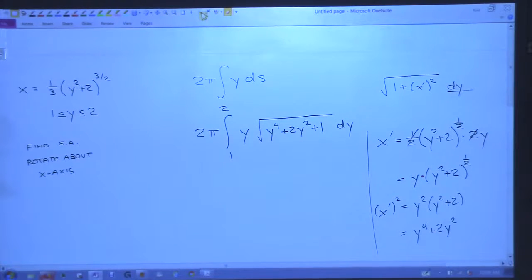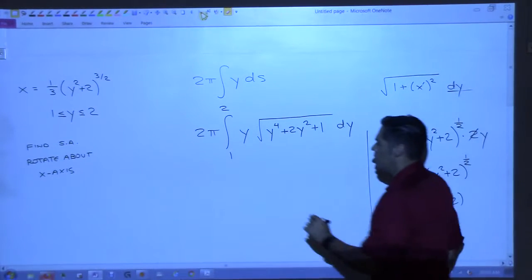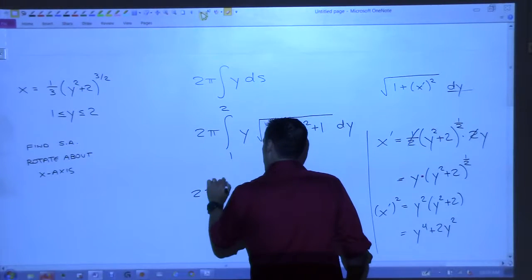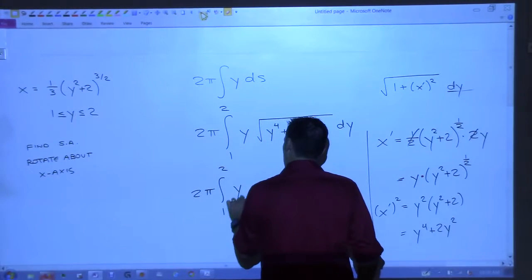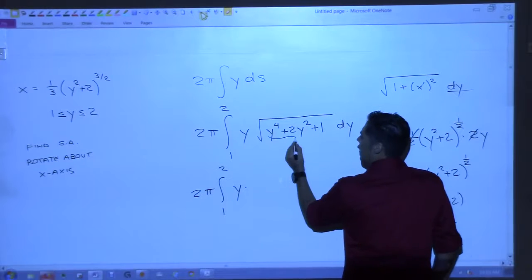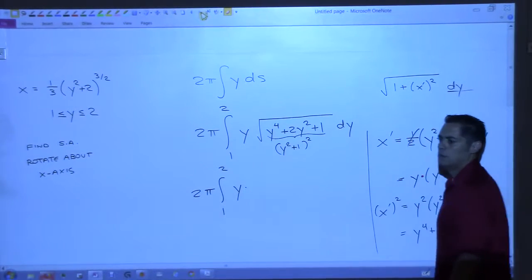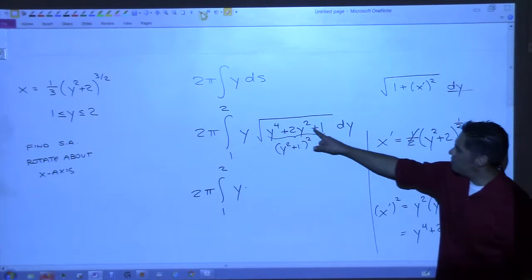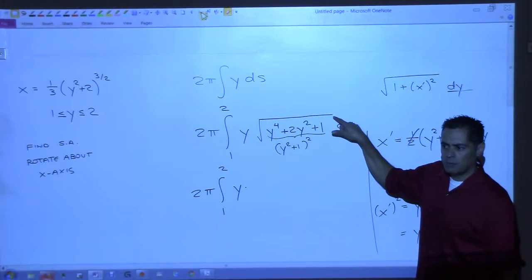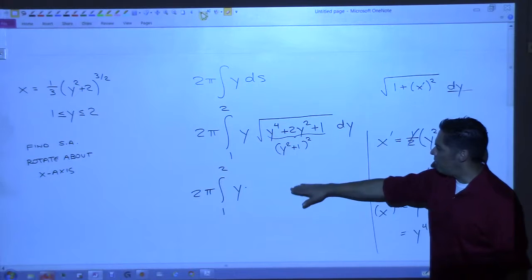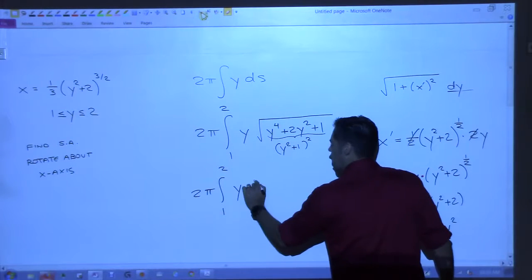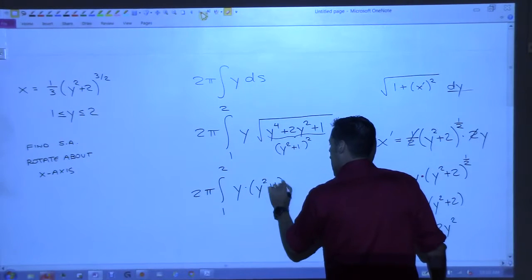And what's under the root? You recognize it. Okay, it's a perfect square. So this is 2 pi integral 1 to 2. Y is out here. And then you're saying that this right here really is y squared plus 1 squared, right? That's what this is. But then you're taking the square root. So we just have what here? Y squared plus 1 dy.